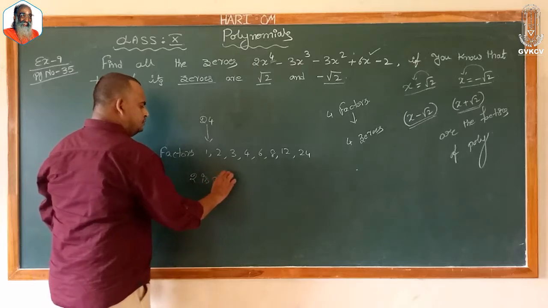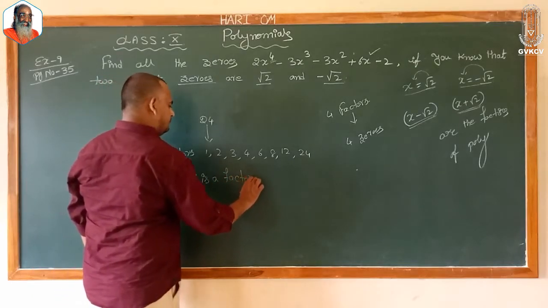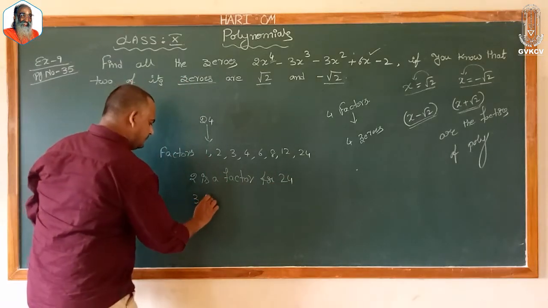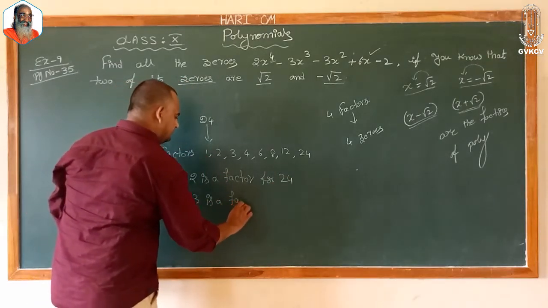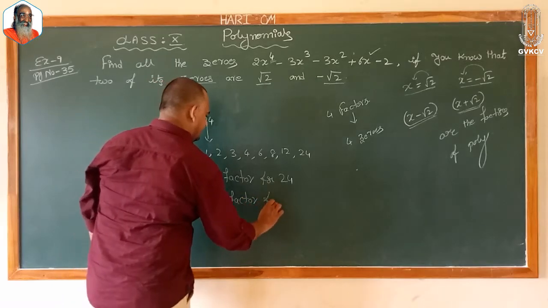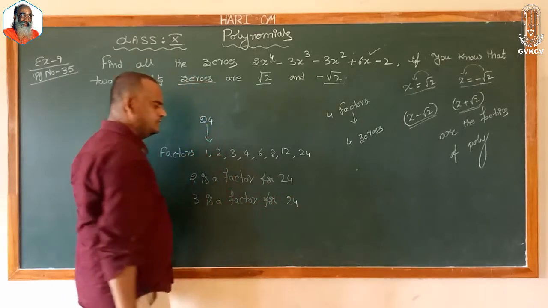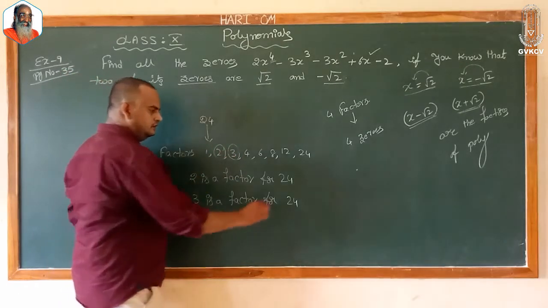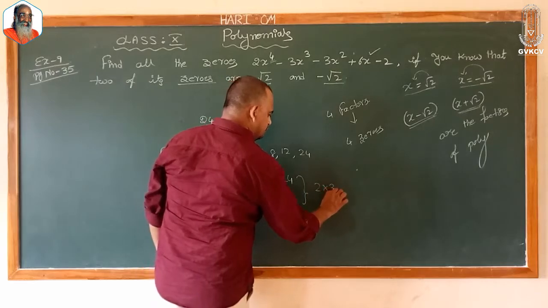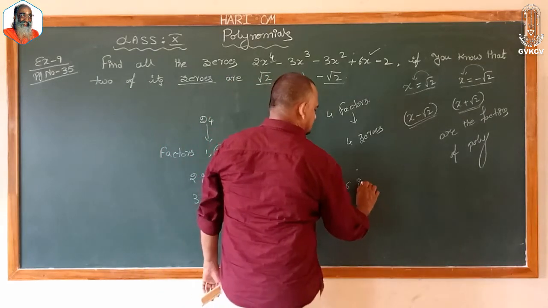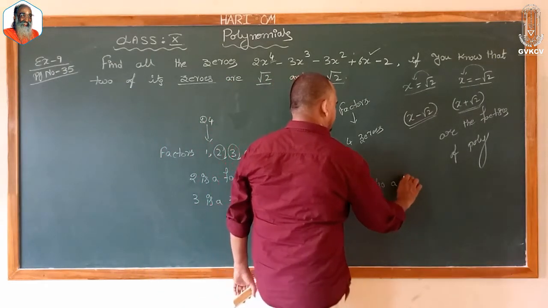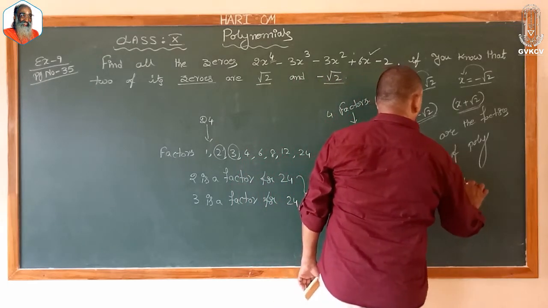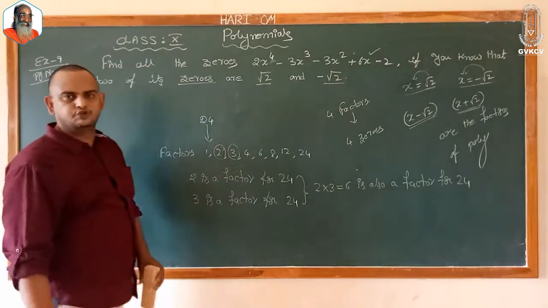When 2 is a factor for 24, 3 is a factor for 24. When 2 is a factor and 3 is a factor, then 2 into 3, that is equal to 6, is also a factor for 24. Hope you understood.